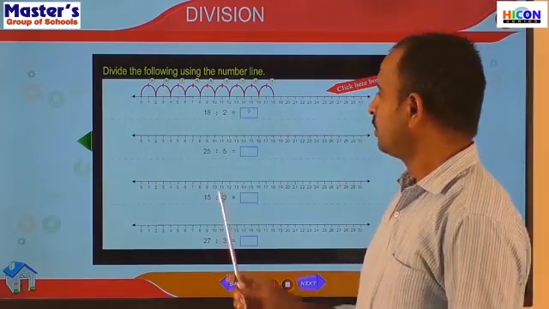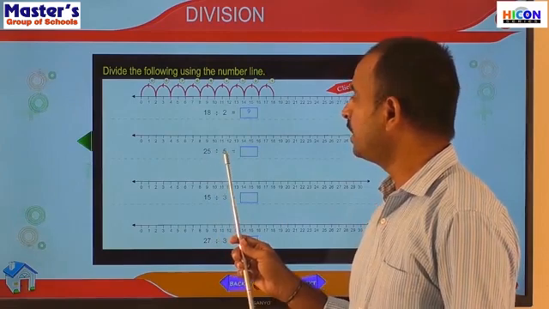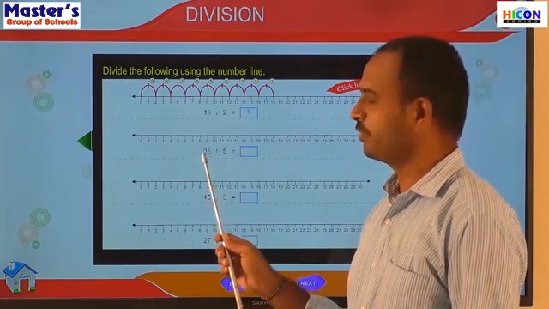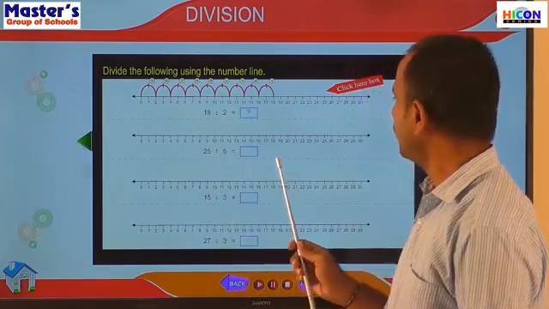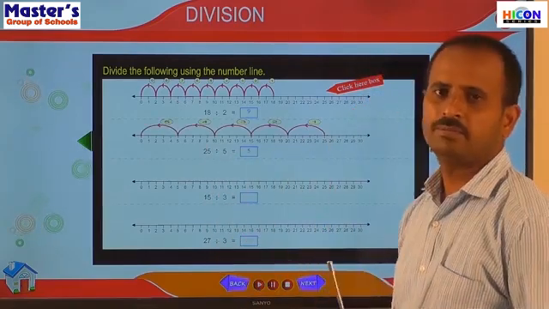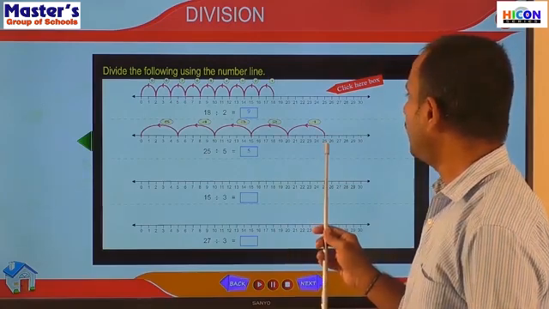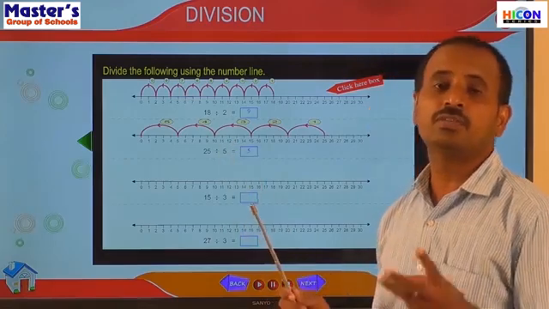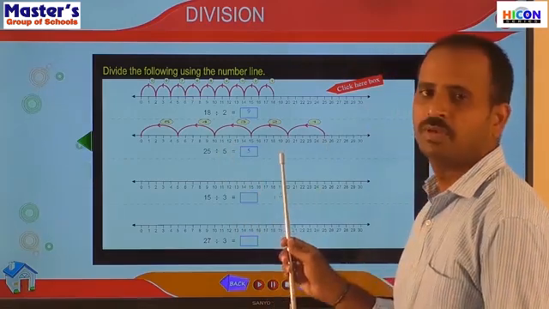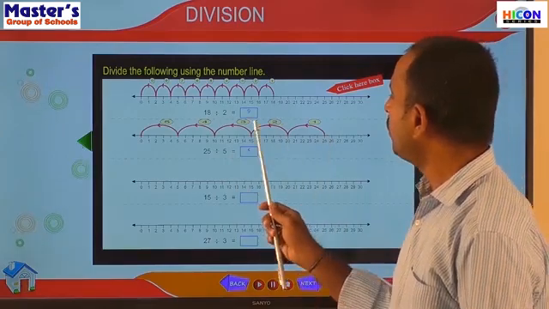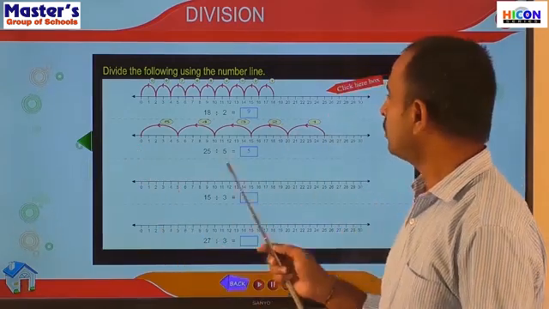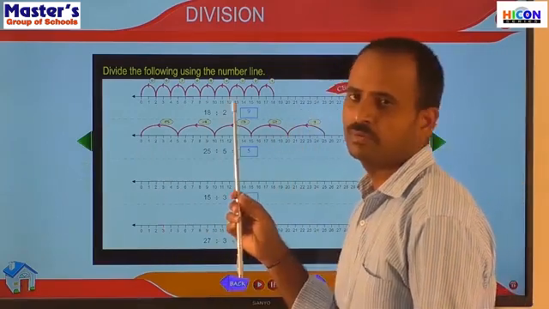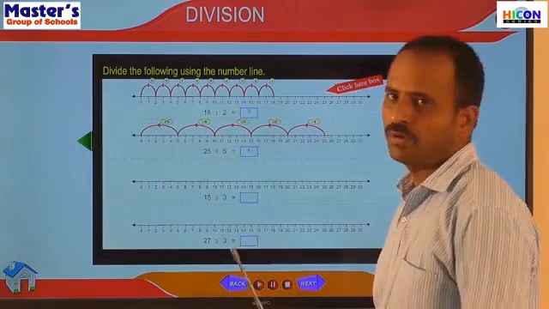See the next problem, 25 divided by 5. Here also, we have to start from the number 25. So here is the 25. Start from 25 and move steps. In each step, how many numbers do we have to cross? We have to cross 5 numbers in each step. In this way, how many steps have we moved to reach 0? In total we have moved 5 steps to reach 0. So the answer is 5.